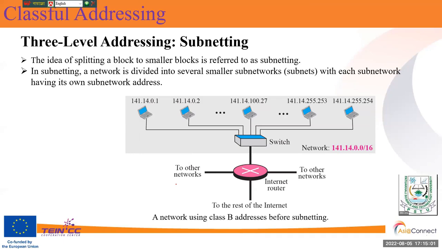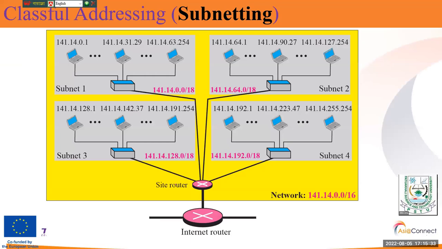This is a large network that uses a class B address before subnetting. This is a sample class B network, where the network address block is 141.14.0.0/16. It is a large network with about 2^16 hosts, but we want to divide it for management or other reasons. We want to split it. For classful addressing, the network stays the same, 141.14.0.0/16.